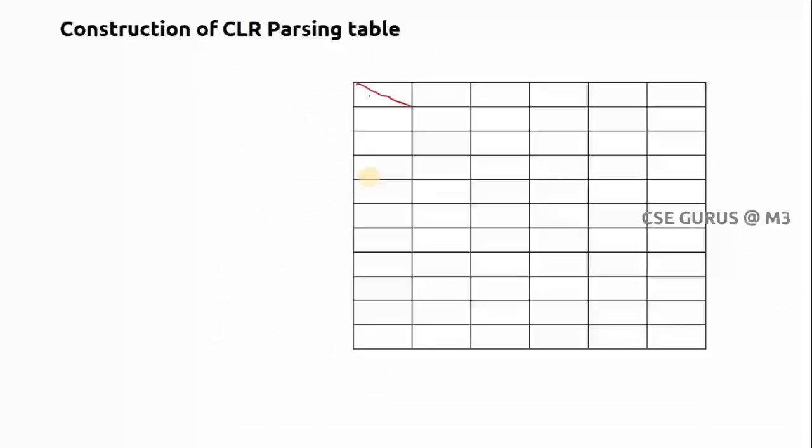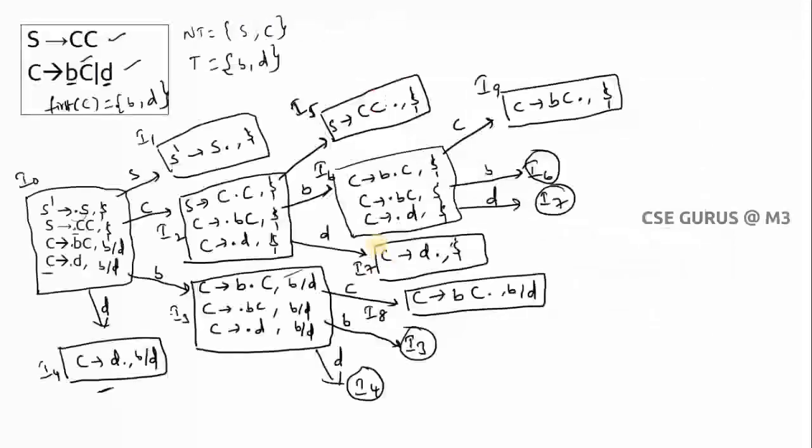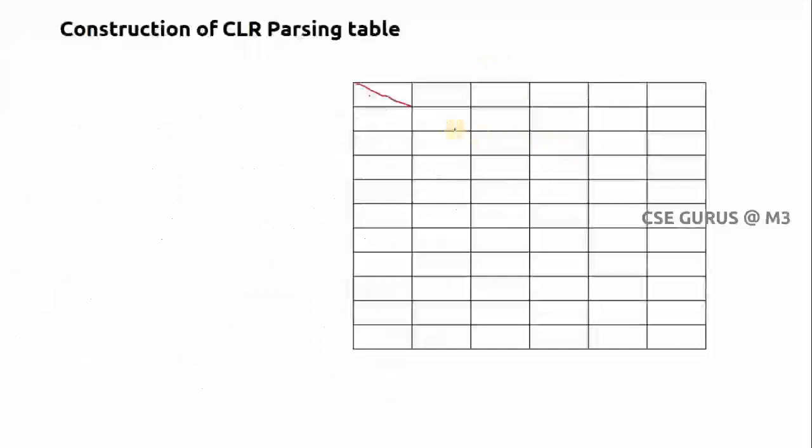So how do we construct the CLR parsing table? I have taken a table where I need to write column-wise. In each row, first I need to write the items which I constructed in the CLR closures: I0, I1, I2 like this, up to the last one, I9. All those items must be written here, total till I9. I explained this in SLR parsing also.